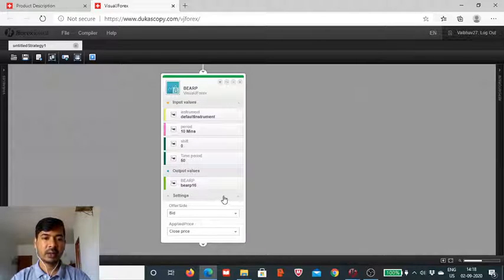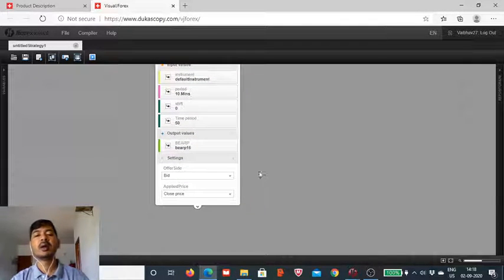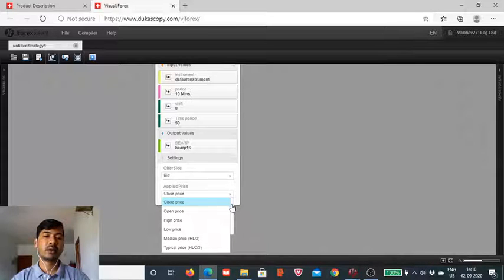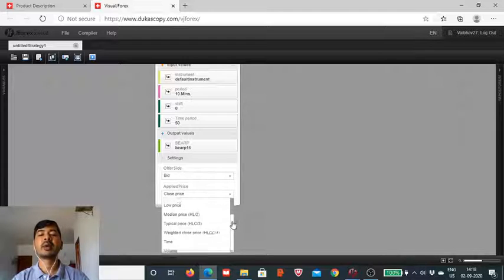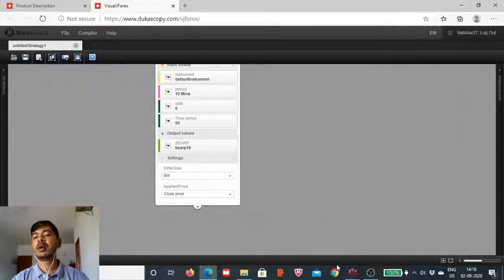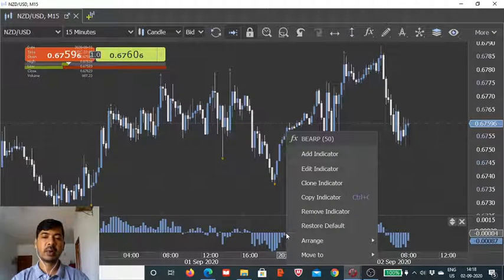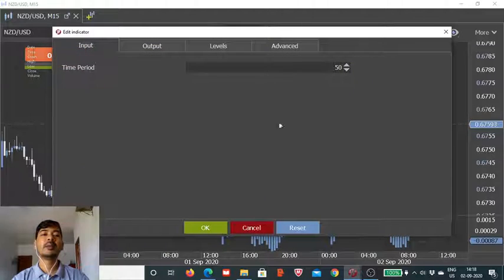The offer side can be bid or ask. There will be a slight difference because there is a spread between the bid and ask. The applied price can be chosen as anything: closing price, open price, high price, low price, median price, typical price, weighted close price. So we have these parameters supported on the Visual JForex platform. Unfortunately, we can't change the applied price here.